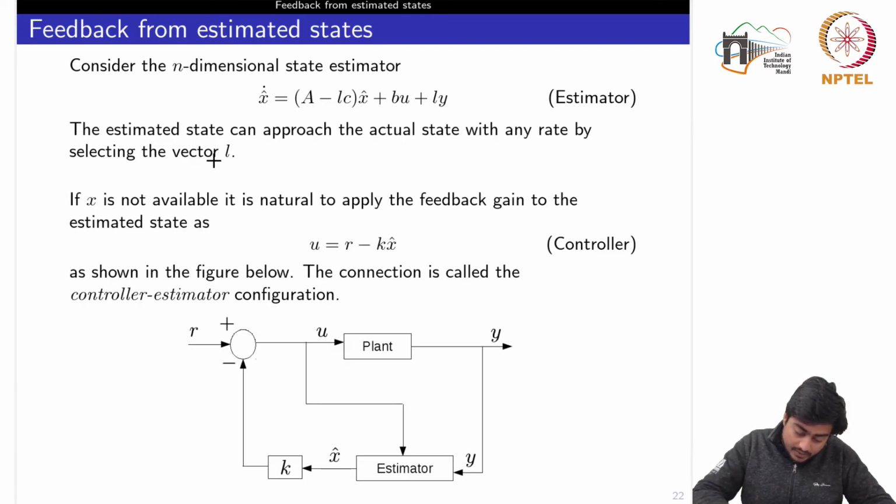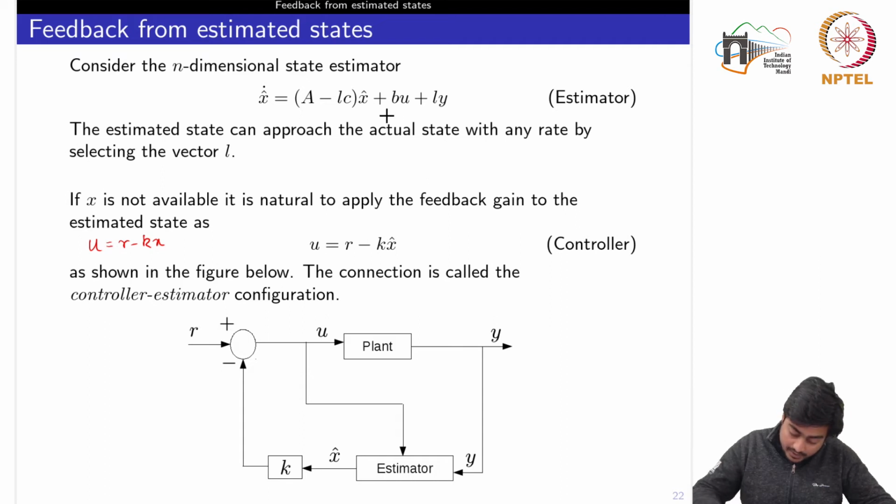Now if we design the controller, if x is not available, it is natural to apply the feedback gain to the estimated state. Earlier we had seen that the controller was u is equal to r minus Kx. Now instead of using x in the controller, we are using x hat, which is coming from the estimator.